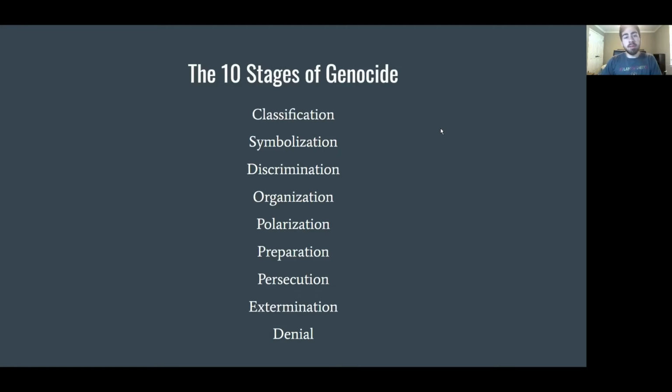In going into this presentation, I'm going to focus on the 10 stages of genocide. When looking at the Holocaust, it's really a good way of analyzing it because you can see how it actually happened. The 10 stages of genocide are a structure that has been formed over time to understand how genocides happen. And the 10 stages are classification, symbolization, discrimination, organization, polarization, preparation, persecution, extermination, and denial.